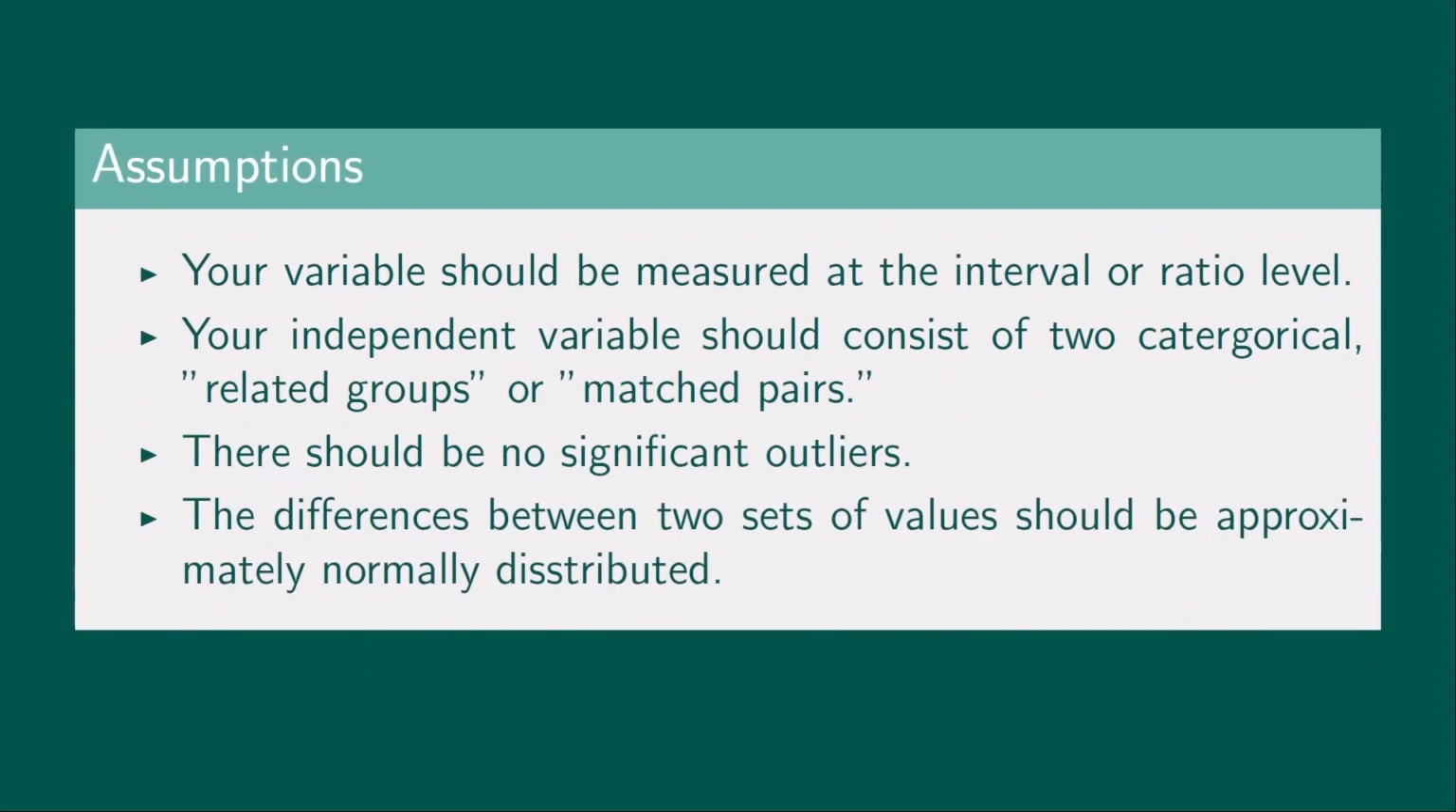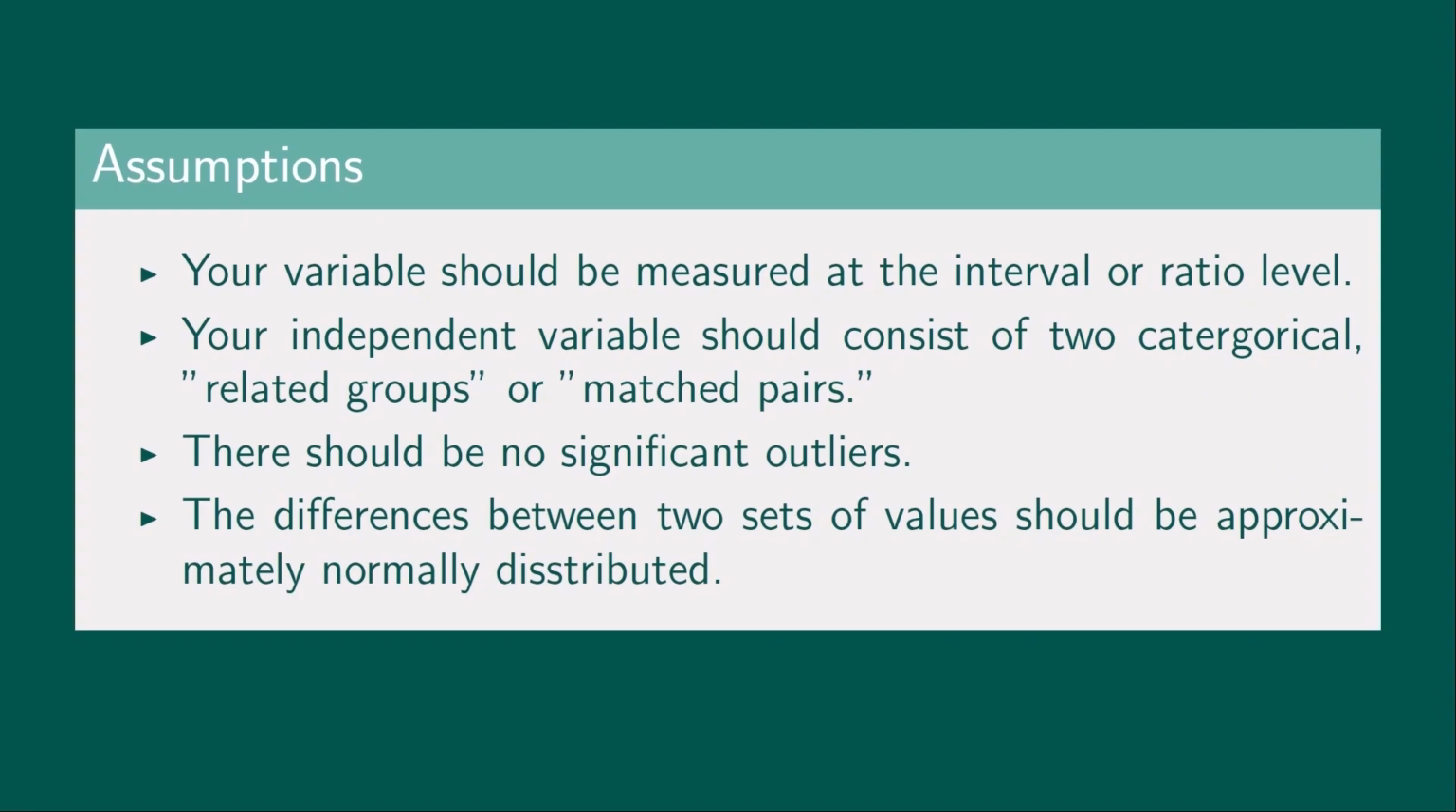The assumptions of the test are the following. Your variable should be measured at the interval or ratio level. Your independent variable should consist of two categorical, related groups, or matched pairs. There should be no significant outliers, and the differences between two sets of values should be approximately normally distributed.